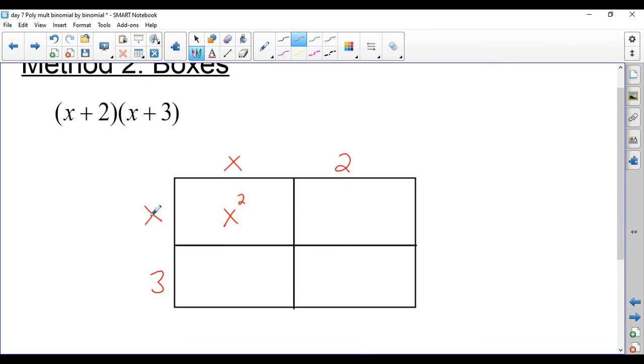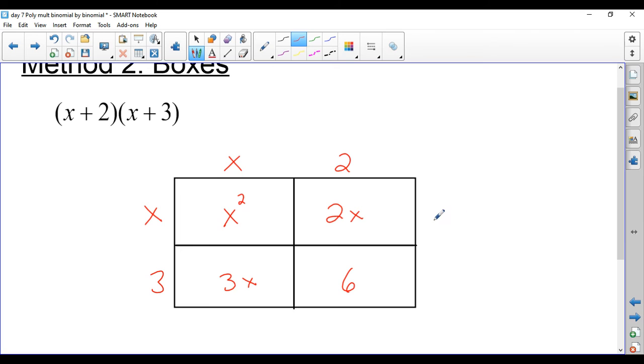Over here, I multiply x times 2, 2x. In this box, I multiply the 3 times the x. And in this last box, I multiply 3 times 2. All of those were positive, so all my products are positive. These are my 4 terms that in FOIL would have been written out all in one line.